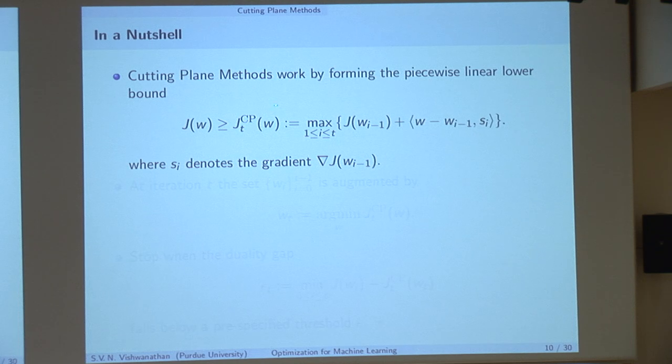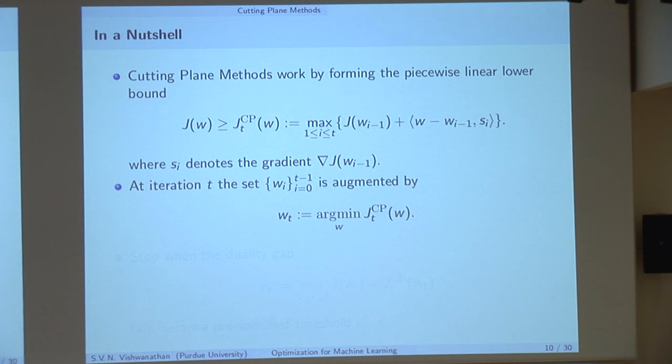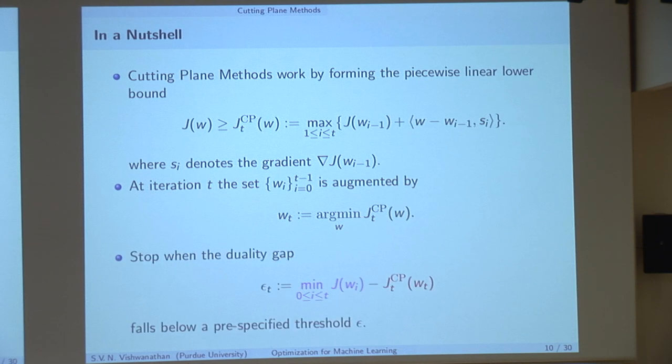So in a nutshell, you can summarize cutting plane methods as follows. You form what is called a cutting plane model of your function, which is just you take all your piecewise linear pieces and you take a max over them, and so this is your cutting plane model. You know that your true function is always above your cutting plane model, okay? And then at every iteration, you minimize your cutting plane model, find the next iterate, and at that iterate you find the gradient and you enhance your model, right? So clear?